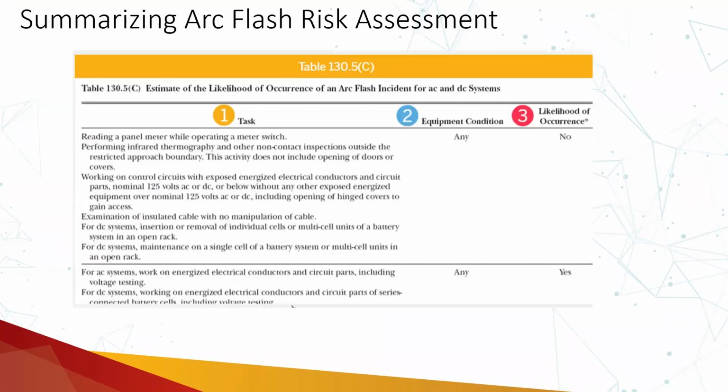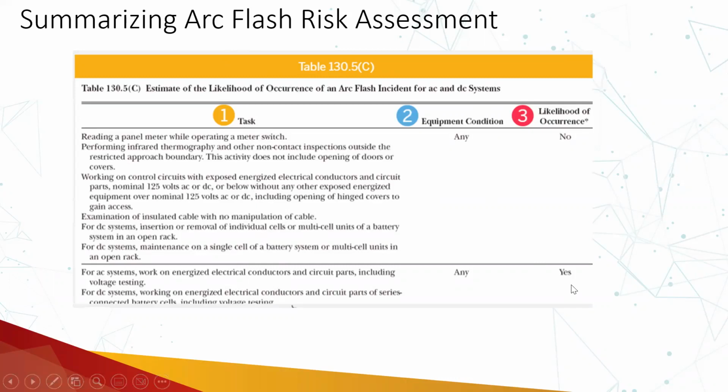So if we want to summarize the arc flash risk assessment, everything is going to start with Table 130.5(C). You will look into the task. Based on the task, the equipment condition, whether the likelihood of occurrence is no or yes. If the likelihood of occurrence is no, we won't be performing an arc flash risk assessment further.